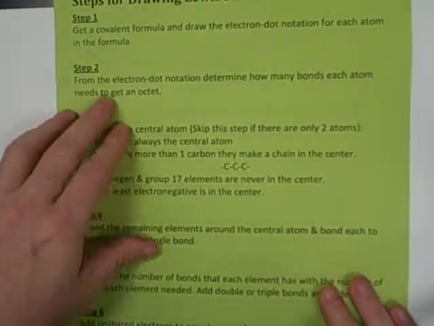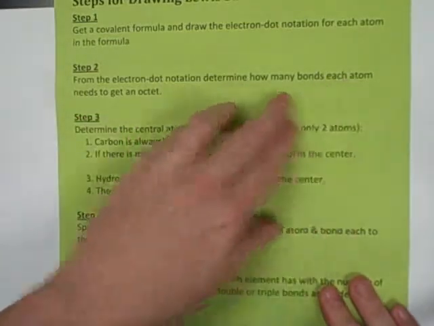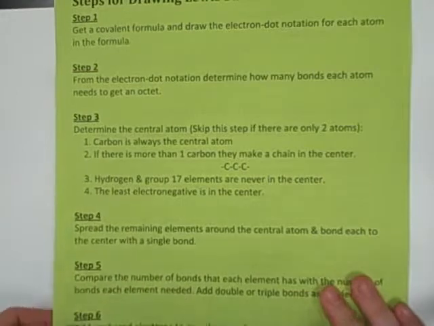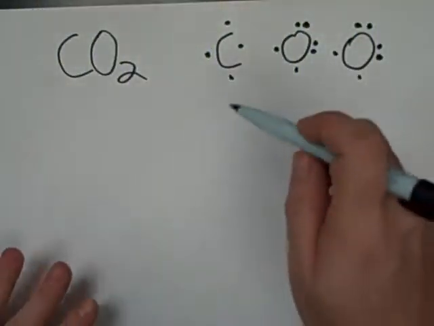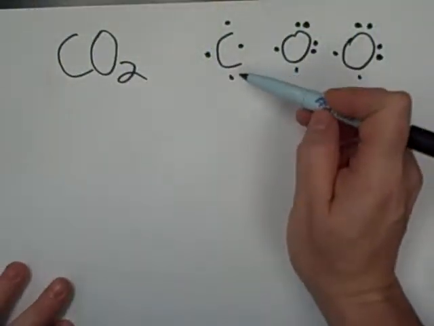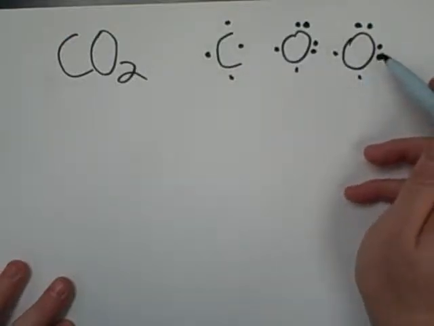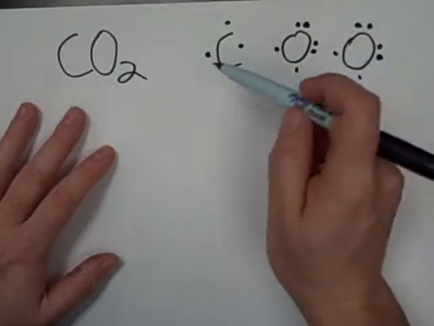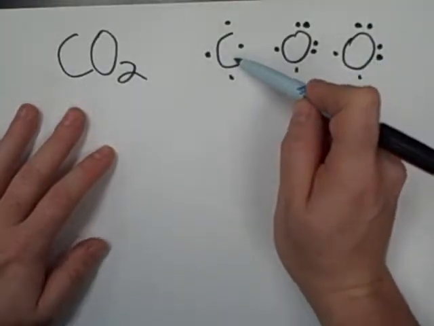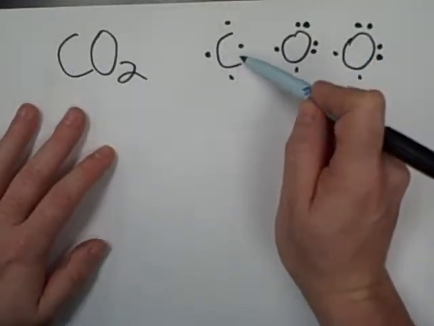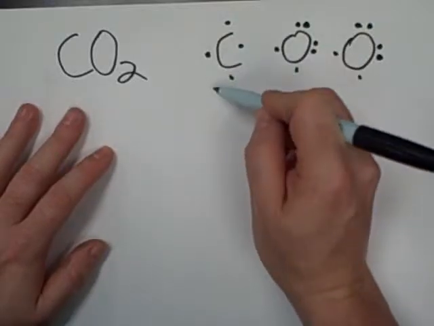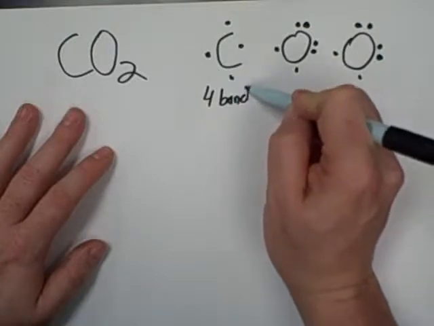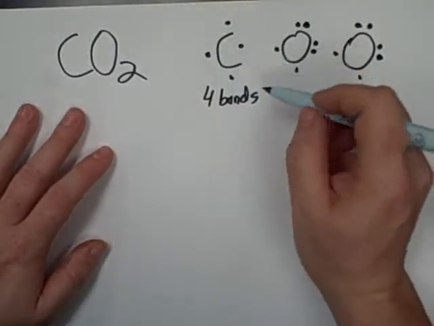Step 2 says, from the electron dot notation, determine how many bonds each atom needs to get to an octet. Remember, an octet is 8. So what we're looking at here is how many empty spaces are there around each electron dot notation before you get to 8 dots. Carbon currently has 4 dots, so he has 4 empty spaces. Therefore, carbon will want to make 4 bonds, because each bond fills up 1 empty space.